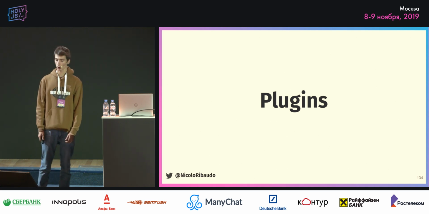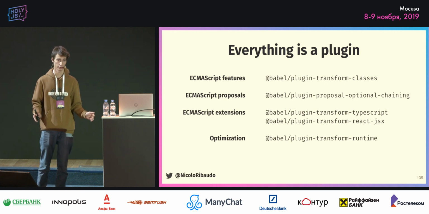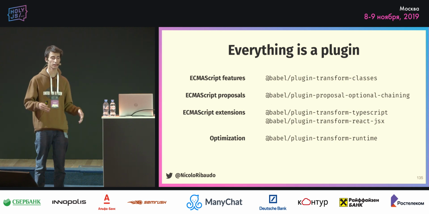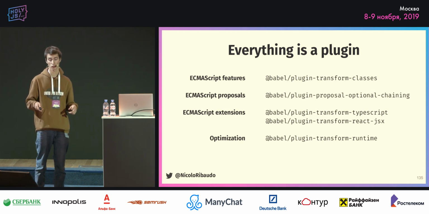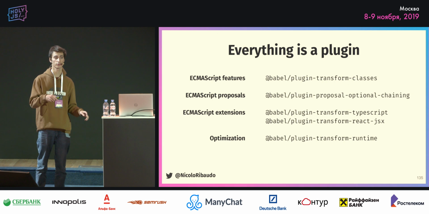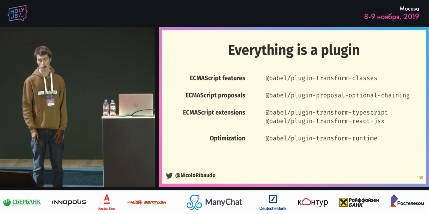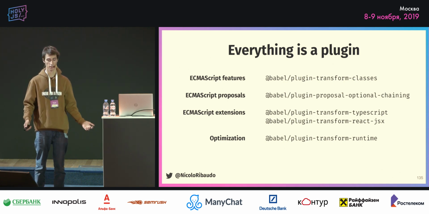Okay, how do plugins work? In Babel, everything is a plugin. By default, it doesn't do anything. It gets your input code, it parses it, and it prints it again, maybe modifying some formatting. We provide official plugins, which you can recognize because they all start with @babel. We provide plugins for ECMAScript features like classes, for proposals like optional chaining or class fields, and for a few extensions like TypeScript, Flow, or JSX.